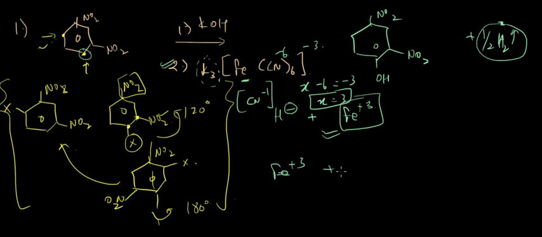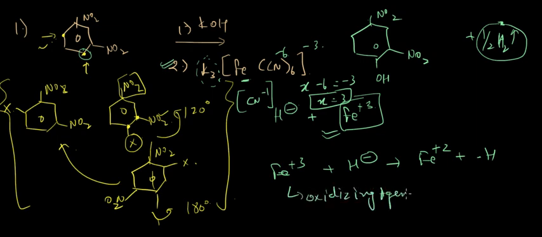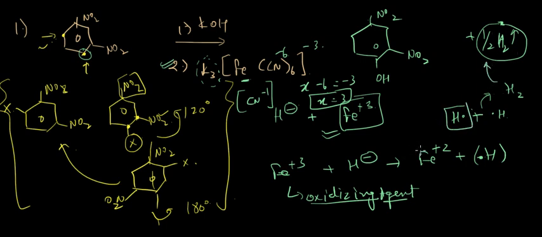So Fe in plus 3 valency state acts as an oxidizing agent for hydrogen, thereby reducing itself from Fe plus 3 to Fe plus 2 and forming a free radical hydrogen atom. Now two such free radical hydrogen atoms will combine to form H2, and so one can be said to have half mole of hydrogen gas released.